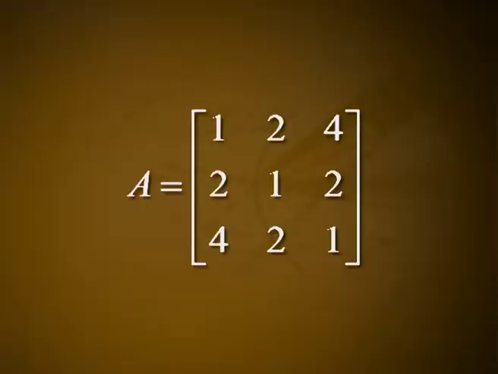Problem. Use Givens' method to find the eigenvalues of the matrix A equal to the matrix with rows 1, 2, 4, 2, 1, 2, 4, 2, 1. Solution. The order of the given square matrix is 3, hence (3 minus 1) into (3 minus 2) by 2, that is only one operation is required on A to get a tridiagonal matrix with the same eigenvalues as A.